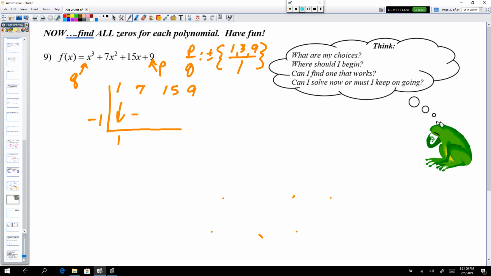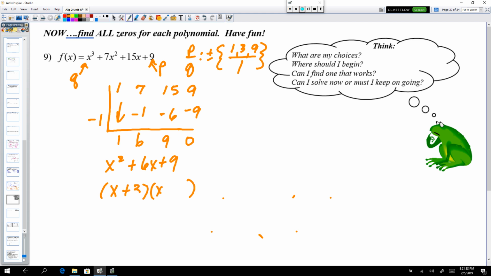Bring the 1 down, multiply up, add down, multiply up, add down, multiply up, add down. That's always a good sign when I have no remainder. So now I've got x squared plus 6x plus 9. Can I factor this, or am I going to have to drag out the quadratic formula? I can factor this. So what numbers multiply to 9 and add to 6?